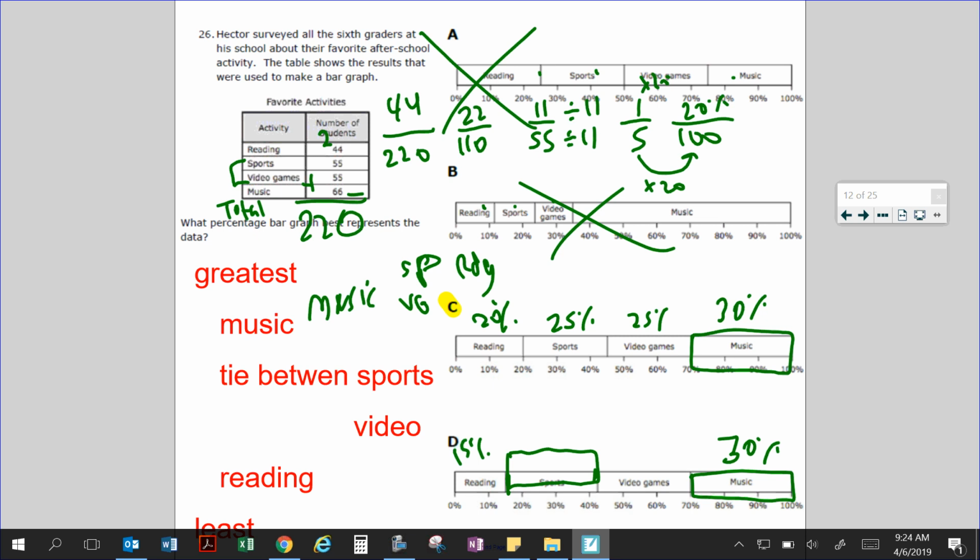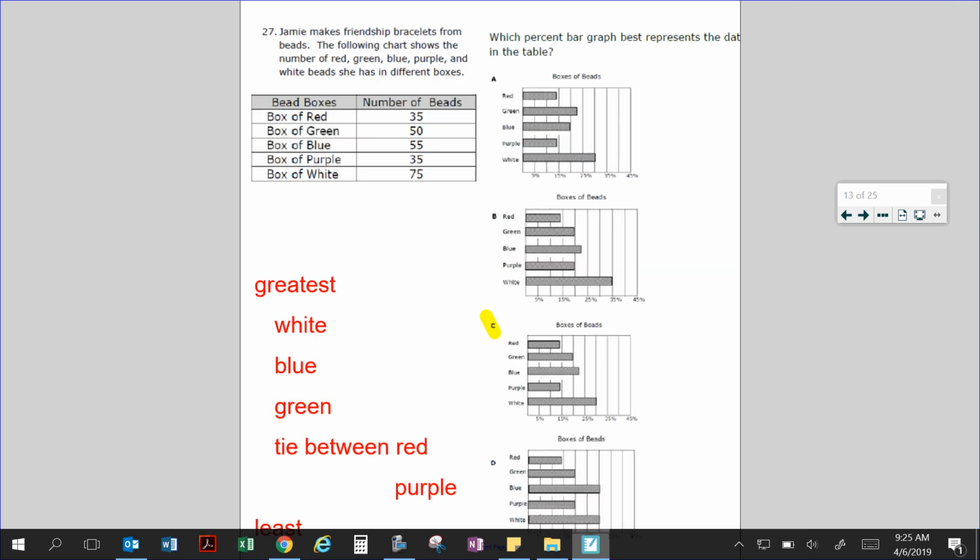So we could have done it through mathematics. That may have been faster. We have done that. 44 people chose reading out of 220. We simplified down and turned it back to a percent out of 100, 20%. And the last, oh, here's another one. Let's practice another one of percent bar.